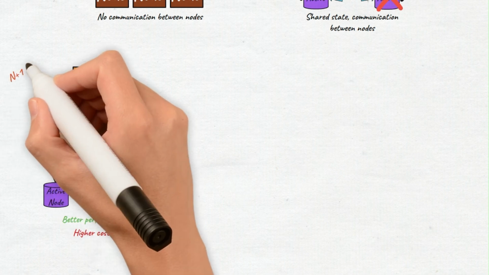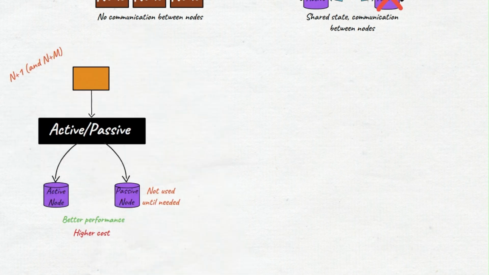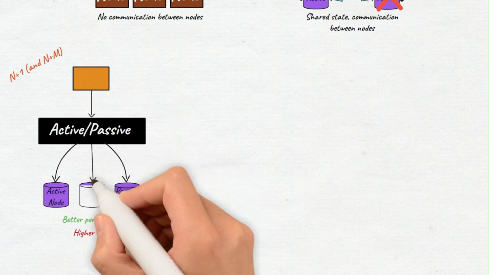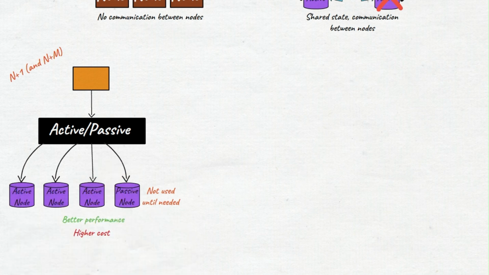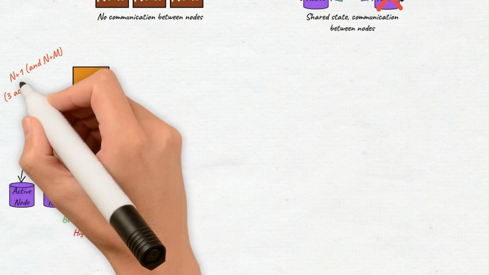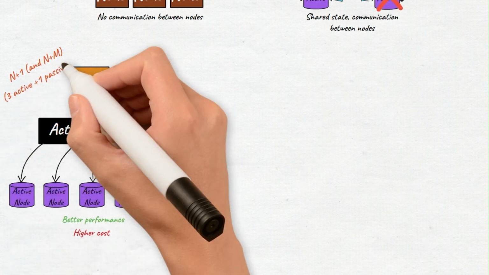There are N+1 and N+M configurations of an active-passive configuration that provision fewer passive nodes than active nodes, which reduces costs somewhat. An example of an N+1 configuration might be 3 active nodes, with another passive node just waiting to be used if either of the active nodes failed, 4 nodes in total.